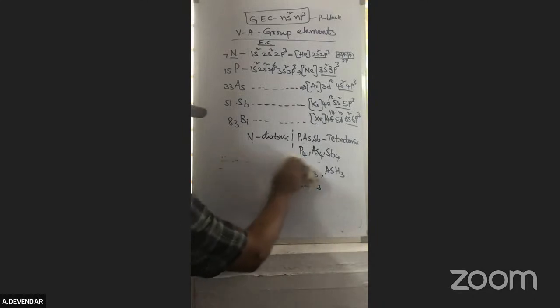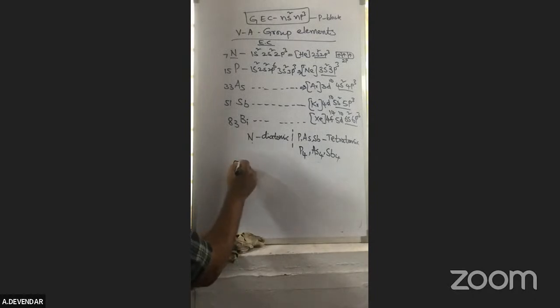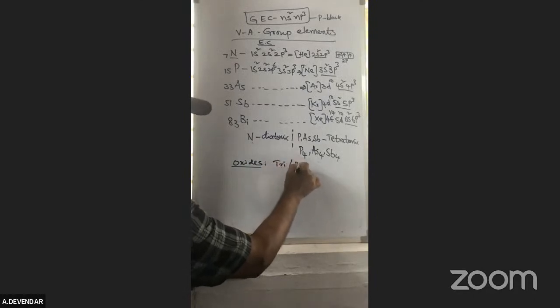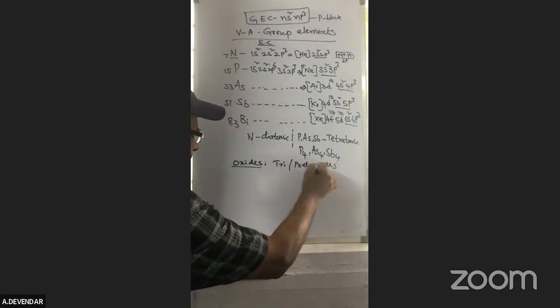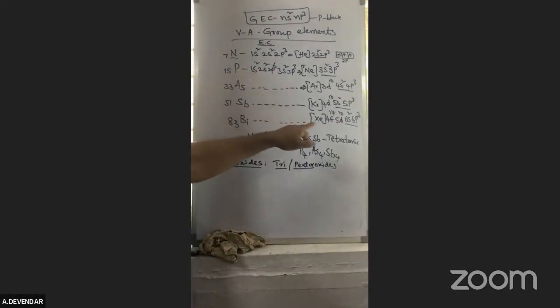So next, coming to the property of oxides. These 5A group elements can form trioxides as well as pentoxides. Two types of oxides are possible. Trioxides means nitrogen, phosphorus, arsenic, antimony, bismuth can all form trioxides. Pentoxides also, all the elements except bismuth can form the pentoxide. Why? Because of the inert pair effect in bismuth.